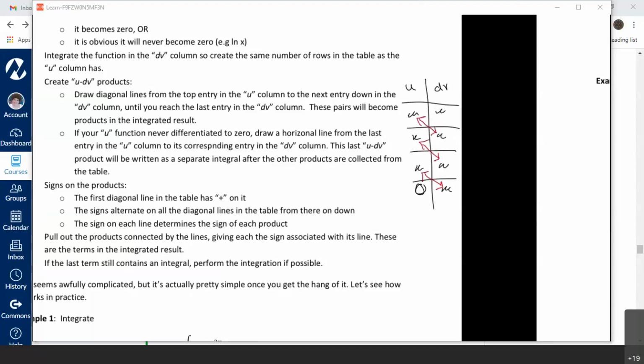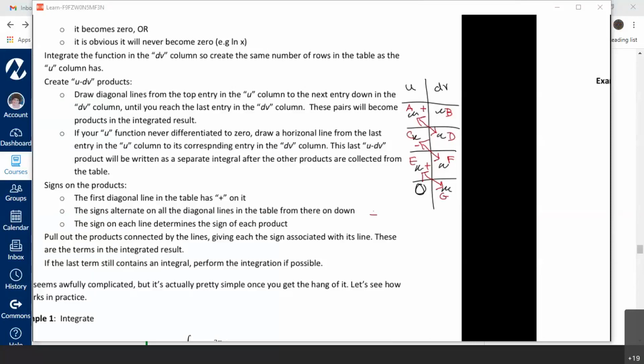And you're going to switch the signs on them. You're starting out with a plus, then a minus, then a plus, and so forth. And you pull them out in pairs. Let's say this is A, that's B, C, D, E, F, 0, and let's call this G. You pull out the products like this.